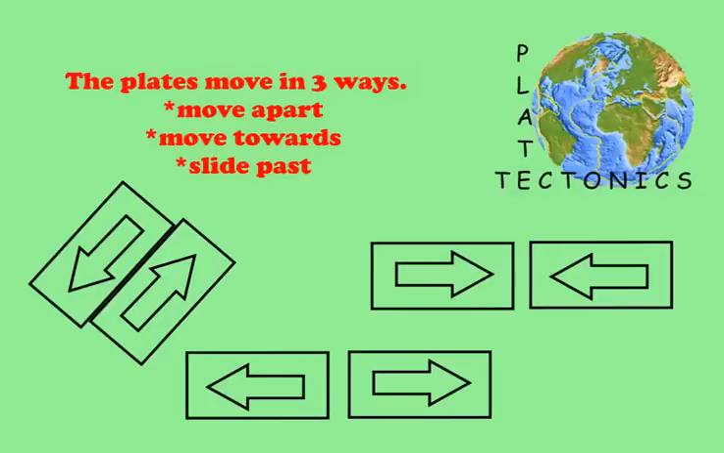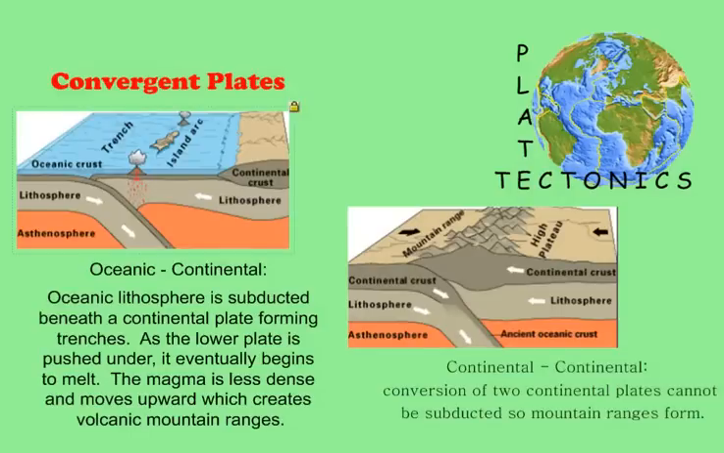The plates move in three ways. They move apart, they move towards each other, and they slide past each other. Convergent plates are plates that move towards each other.